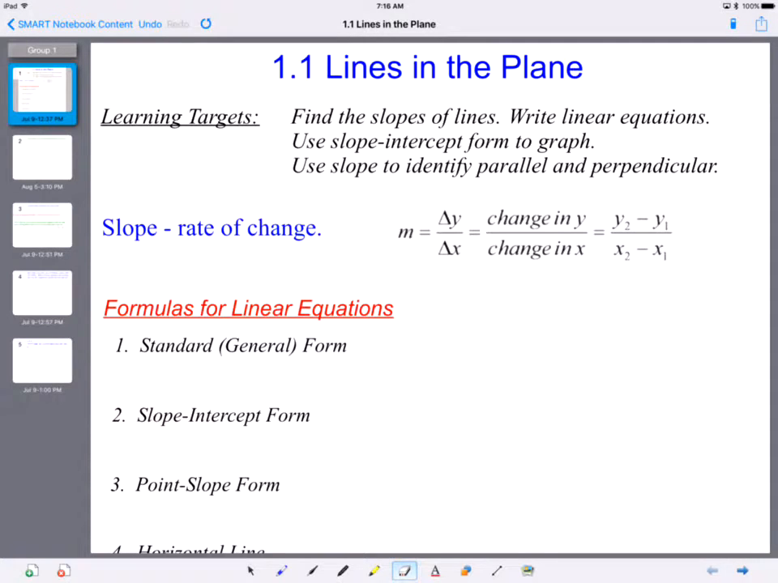Our first section that we will be covering is section 1.1, Lines in the Plane. A lot of stuff we're going to be doing here. We're going to be looking at slopes, writing equations of lines, talking about the different forms of lines. We'll do a little bit of graphing as well, and then we'll look at slope and parallel and perpendicular.